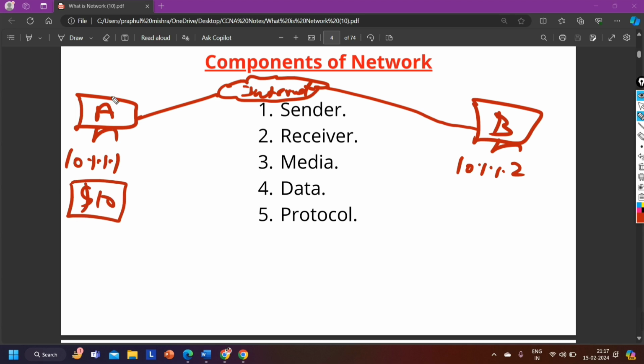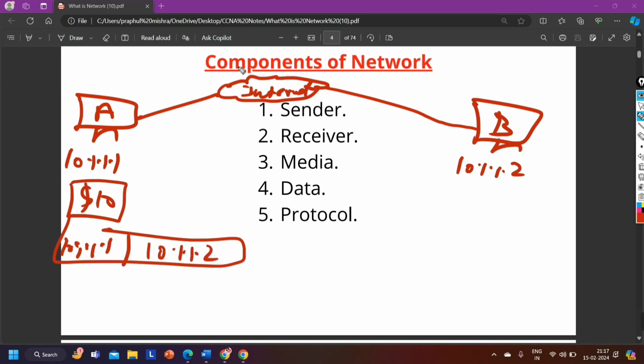Let's say in this, a person is sending $10, right? And the source IP address over here is 10.1.1.1. Destination IP address is 10.1.1.2. What if an attacker on the link changes the destination IP address from 10.1.1.2 to 20.1.1.2? Now tell me, who will receive the $10? Right? The other person?